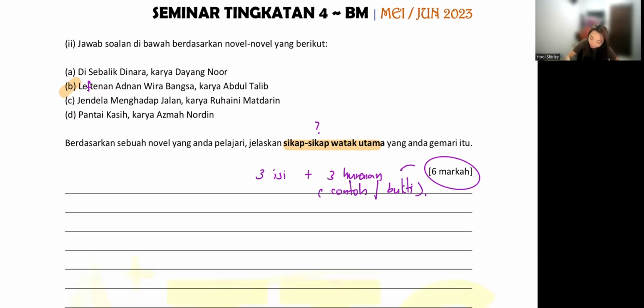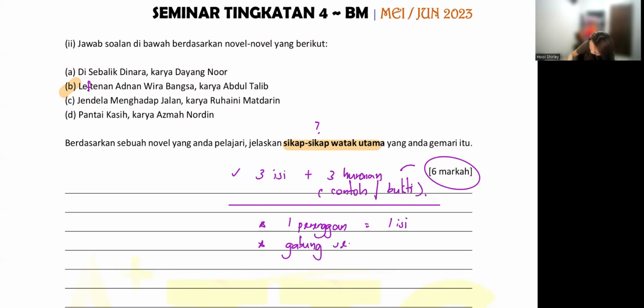Okay, then how many paragraphs for you to answer? Actually, if you wanted to lump sum everything in only 1 paragraph, you are also correct. But if you wanted to make your teacher's life easier, satu isi satu perenggan also can. Okay, there can be either satu perenggan satu isi, or gabung semua dalam satu perenggan juga betul. Both of it is also correct.